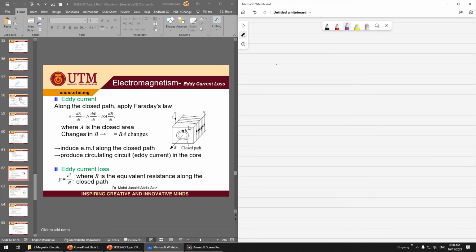Before I forget, if you have a flux here, I forgot to explain about this. Basically it will generate some kind of voltage source. When you have flux, you will generate a voltage source inside the core. So what is the relationship? Basically E equals to the flux linkage over dt.